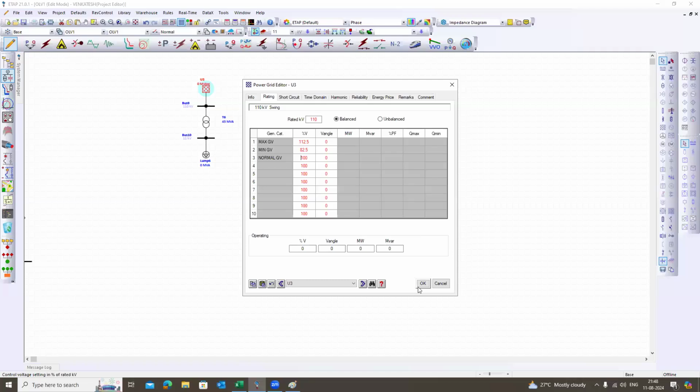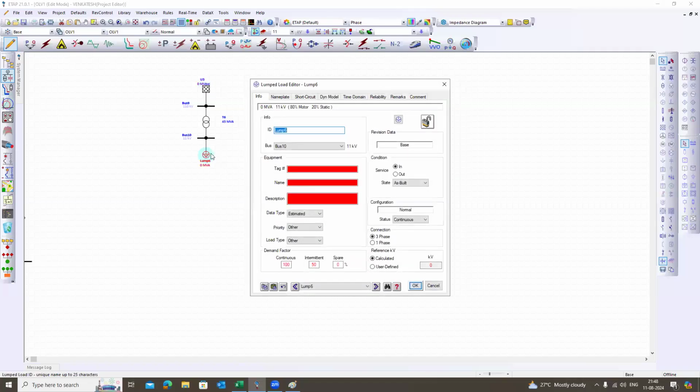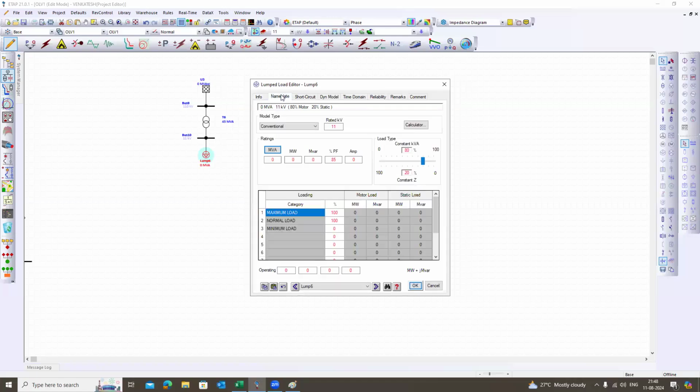Fine. Next, coming to the lump load here. On the lump load, you have the maximum load and minimum load. Of course, we don't have the normal load here, so normal load is not required. The maximum load is 38 megawatt and the minimum load is 10 megawatt. But what we have to do here is give it in terms of percentage.